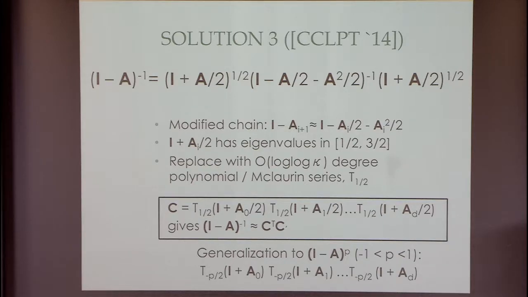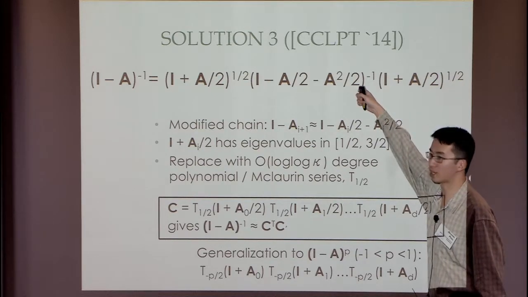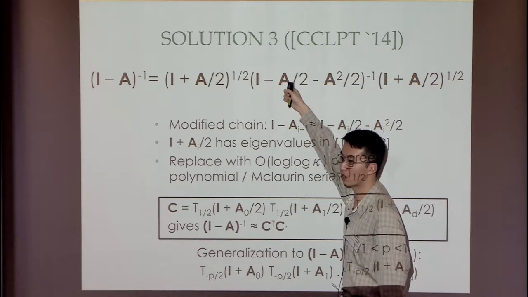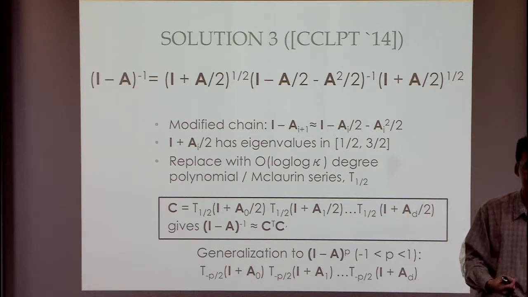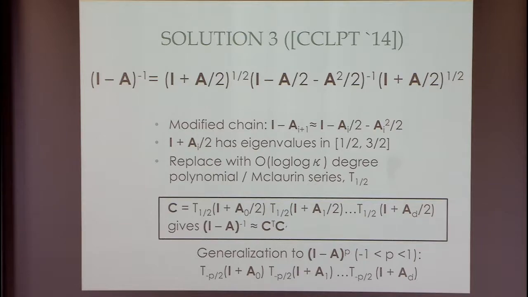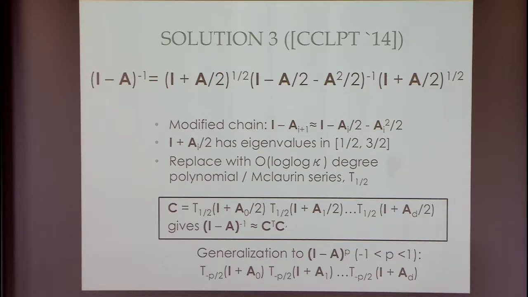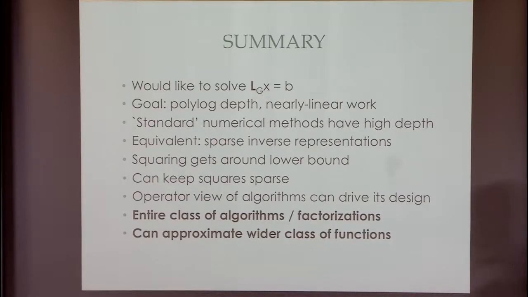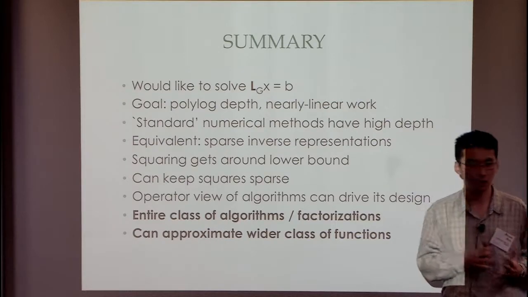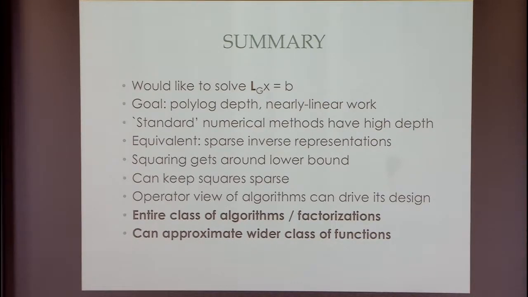This also has generalizations, because we can now show that sparsification of this term also preserves its pth power operator. If we want to compute the pth power of a matrix for some p between -1 and 1, the same factorization will also work, just by putting a different power in these factorizations, in each one of these Maclaurin series. So this seems to suggest that this method leads to an entire class of algorithms, a way of factoring a graph Laplacian into a small number of well-conditioned matrices.